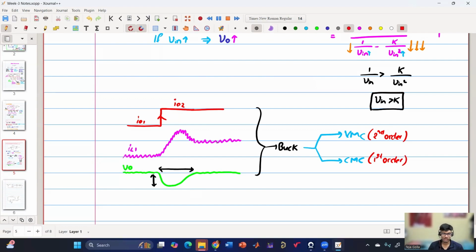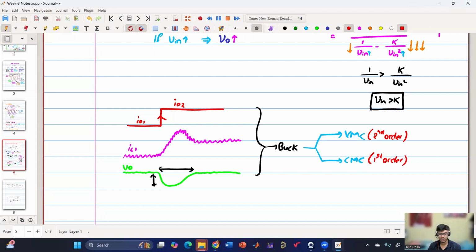When we model the converter, we'll see that the voltage mode control of a buck converter is of second order. So the response will be of a second order, whereas the current mode control of a buck converter can be approximated as a first order. So it will exhibit the behavior of a first order. So this will all come from the modeling. We cannot directly say this is second order, that is third order. So once we model, then we'll know.